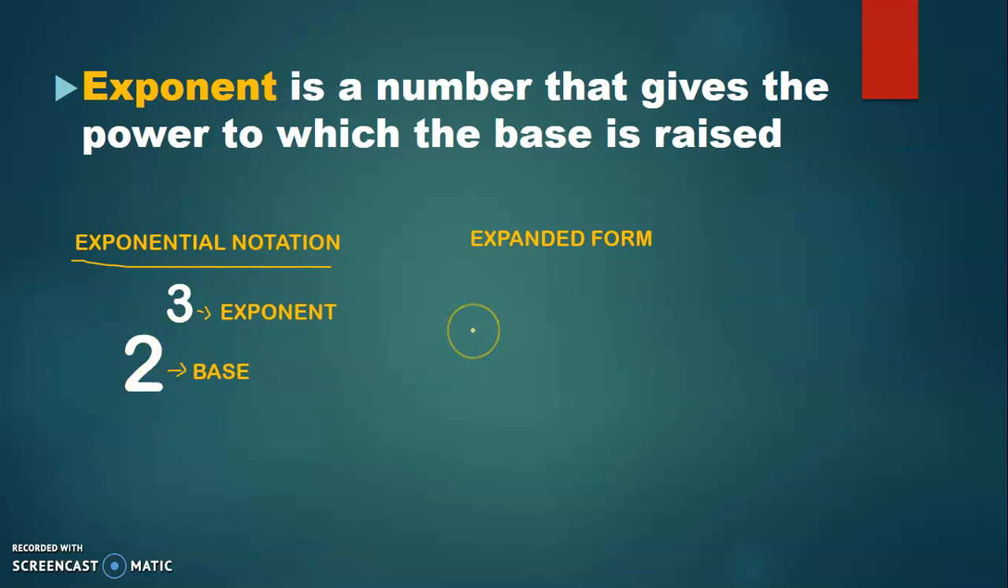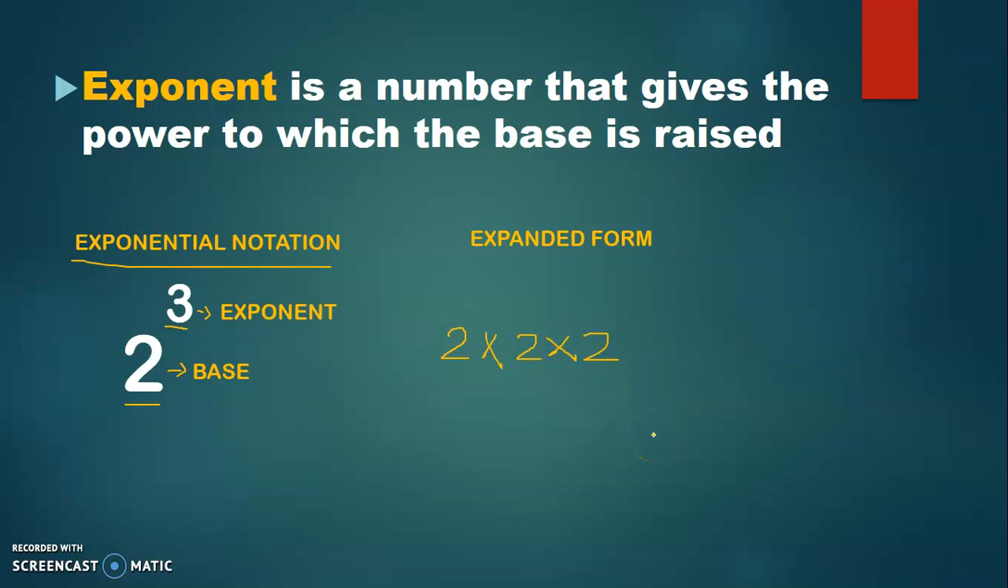So, in expanded form, you are going to write this one. Sabi ko nga, ang base ang ating imumultiply. So, lahat ng makikita mo sa expanded form ay base lahat. Wala kang makikita ng 3 dyan kasi ang 3 ay exponent. Lahat ng makikita sa expanded form ay base. So, ang base imumultiply natin ng 3 beses. So, that is 2 times 2 times 2.